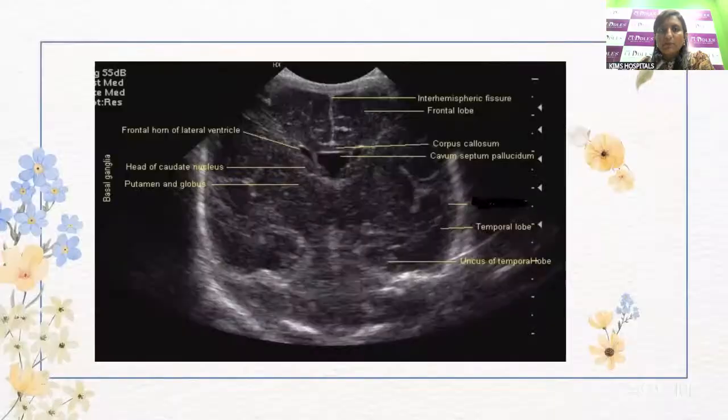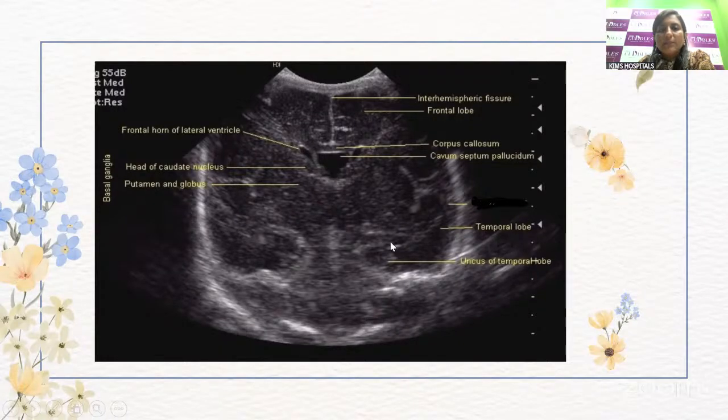Now, if we sweep slightly backwards, the ventricles are more prominent. This is the most common view seen for the IVH. Here is the interhemispheric fissure and the frontal lobes. The two slit-like white spaces are the corpus callosum. Just beneath the corpus callosum is the cavum septum pellucidum we just discussed. The ventricles are usually seen as slit-like spaces, usually much more prominent in premature babies compared to term babies. Just beneath the ventricles is the basal ganglia with the head of the caudate nucleus, putamen, and globus pallidus.